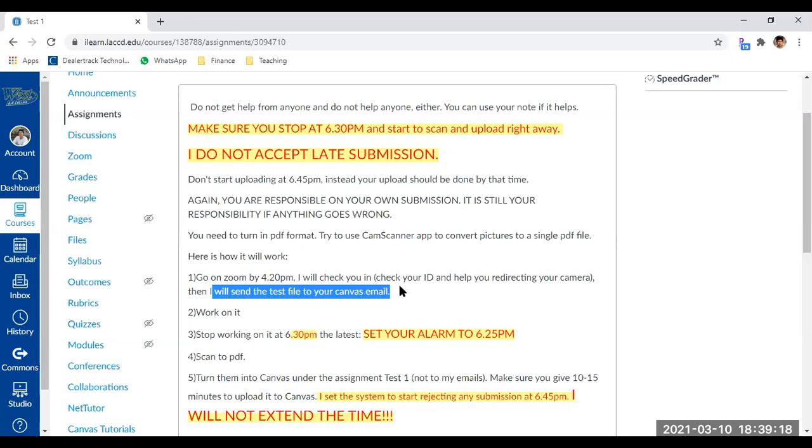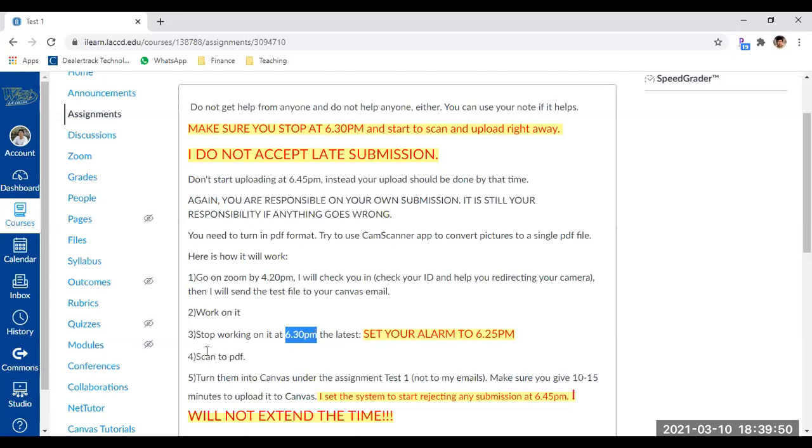Once you get that file in your Canvas email, you will work on that. Either you print it out, or you just write into the file. If you don't have a printer and you don't write into the file, then you write it on a piece of paper. You will have 2 hours to work on that test. We will start at 4:30. But if you come early and I can check you in early, then I will just send you the file. You have some extra minutes. But at 6:30 you need to stop.